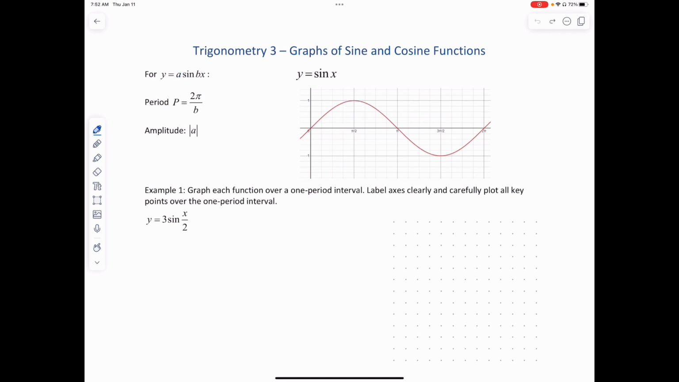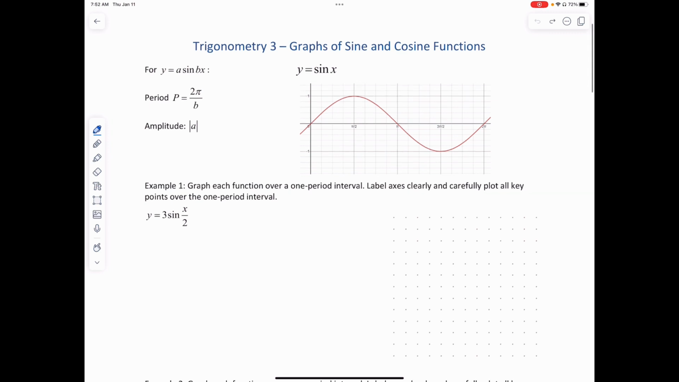And the period is how long it takes before the wave starts to repeat itself. So here, we know from the unit circle that things start repeating after 2 pi. So the standard period is 2 pi, but if you multiply the x by something, that can affect the period, and you have to divide out by that b value. So let's go ahead and jump in with some examples.